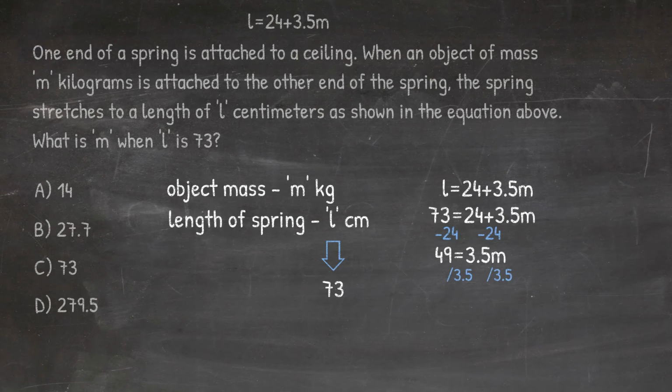Doing so, since this is a calculator session, we can divide it on the calculator, and what we get is m equals 14. 14 is our answer, and it's answer choice A.